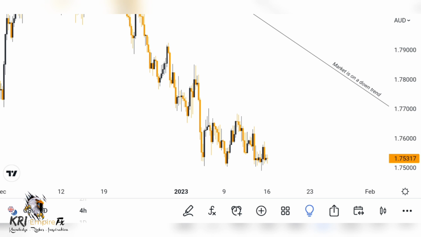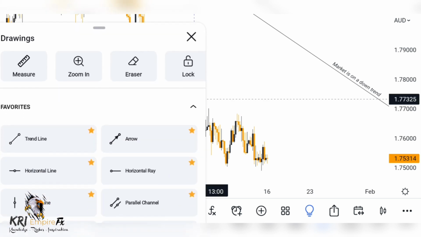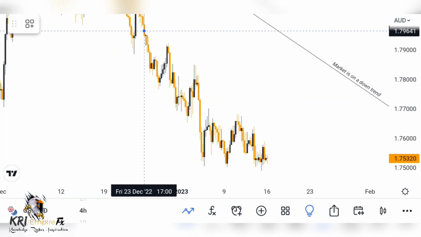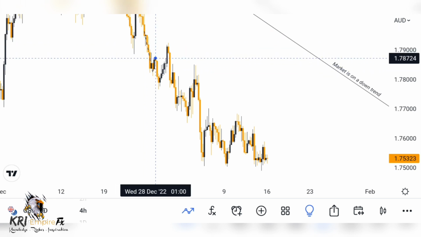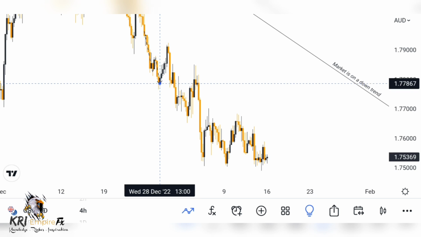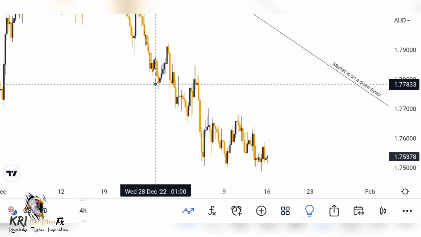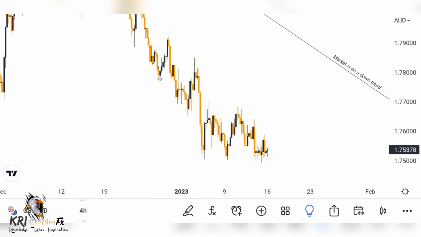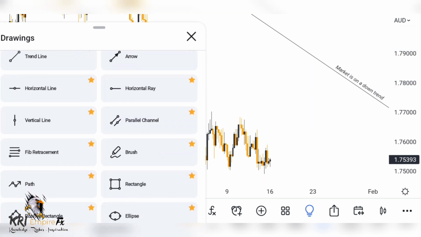Okay, now for GBP AUD, you can see that the market was on a downtrend. So there are 2 points where the market took our liquidity, but we only consider the latest point where price took our liquidity. So in this case, we are at this point, and this point. Let me just mark it for you so that you can see. So we had that point, and then sorry, let me just do that again.